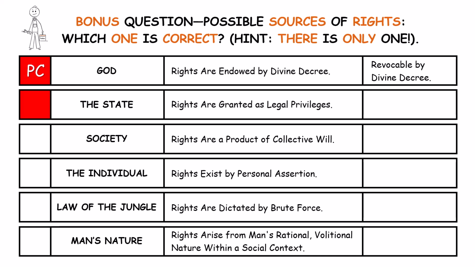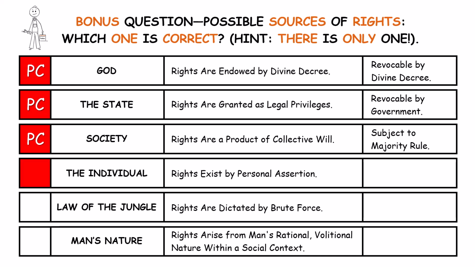How do we know the state isn't the source of rights? Because if the state granted them, it could revoke them, making rights subjective, not objective, and rooted in the primacy of consciousness, not existence. How do we know society isn't the source of rights? Because if rights depended on majority rule, the minority would be at the mercy of the majority, making them subjective, not objective, and rooted in the primacy of consciousness, not existence.